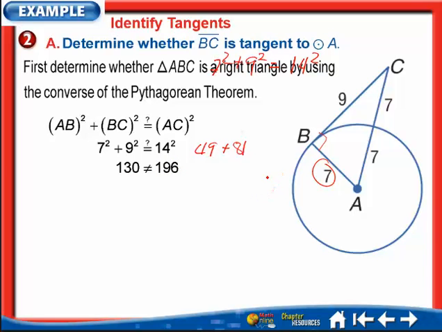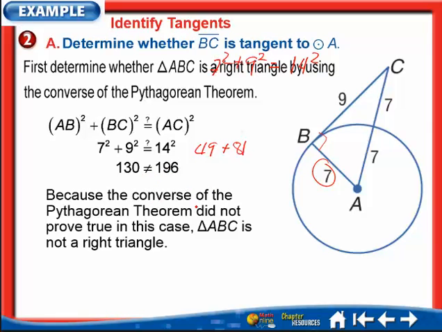We set it up like it's a right triangle to see if we get a true statement. That doesn't mean it is a right triangle. We're testing it. So because the converse of the Pythagorean theorem did not prove true in this case, triangle ABC is not a right triangle. If it's not a right triangle, then it is not a tangent.